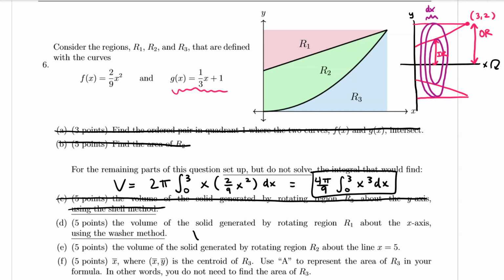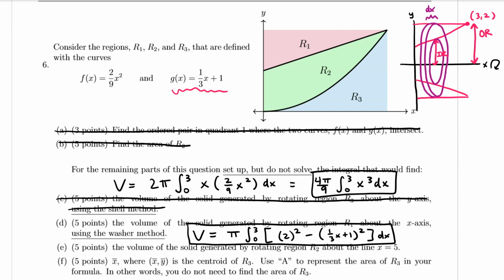So let's go ahead and put all of that together. So for part D, we have volume equals pi times the integral from 0 to 3. And then the formula goes the outer radius squared. So in this case, we said earlier our outer radius was 2. So it'd be 2 squared minus the inner radius squared, which is (1/3 x plus 1) quantity squared, and we are integrating with respect to x. So here is our answer for part D.